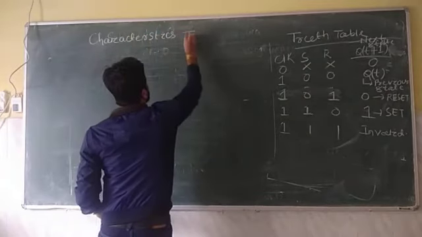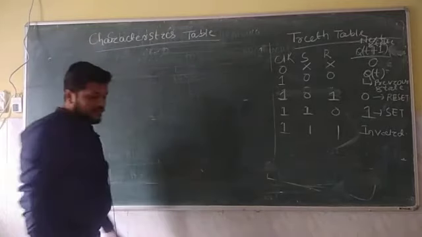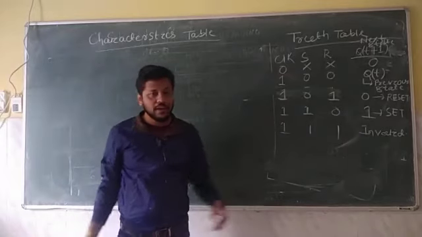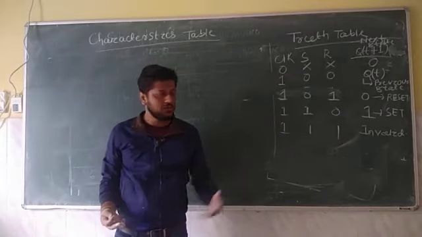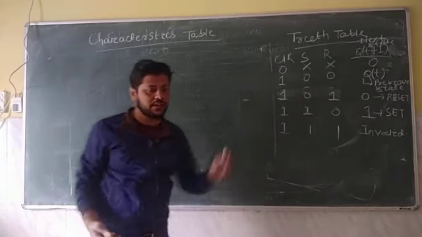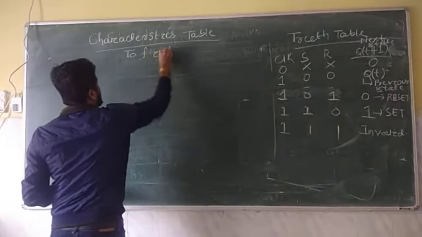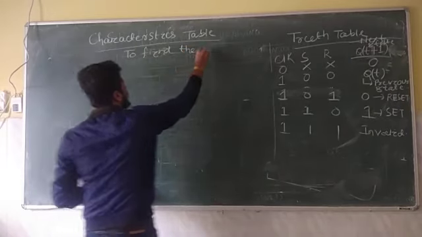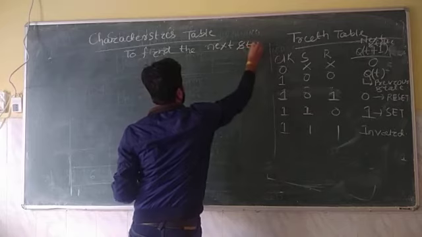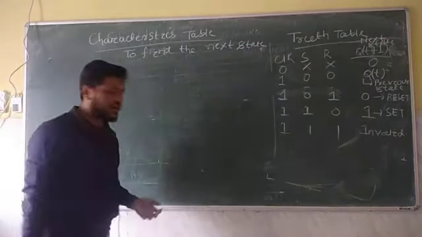Characteristics table. Why is this necessary? Characteristic table is going to determine your next state in a Boolean algebra equation. Now this truth table, characteristic table, is required to find the next state. Why is characteristic table required? In order to find the next state.